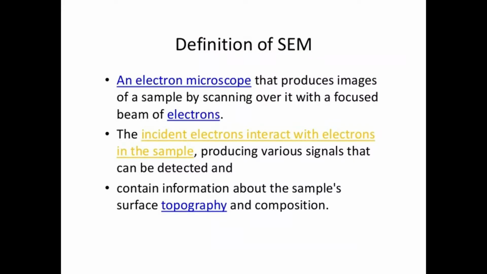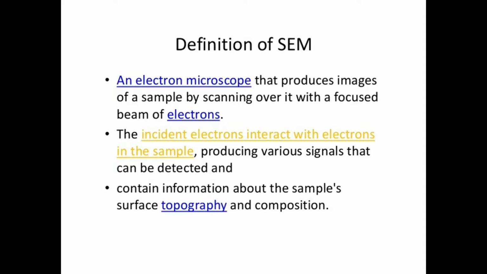So let us start with the definition of SEM. It is an electron microscope that produces images of a sample by scanning over it with a focused beam of electrons. Absolutely, because the name itself has the answer: scanning electron microscope. So we use the electrons to scan the surface, and remember, to scan the surface, not the inside. This is a small difference between TEM and SEM.